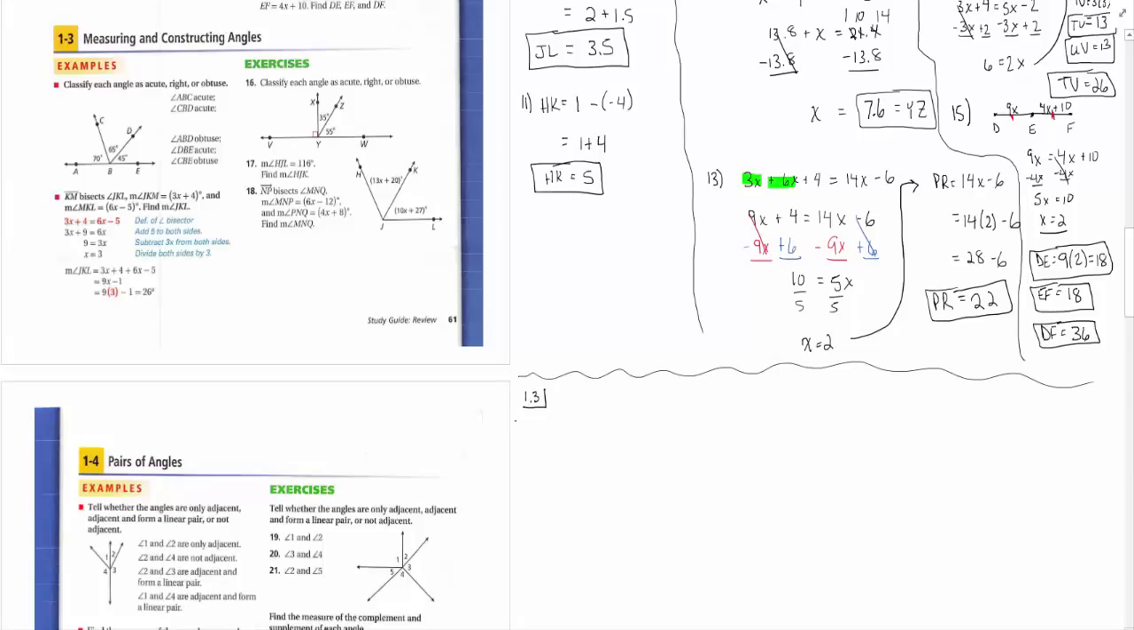Here we go. Number 16. All right, 16 asks us to classify each angle as acute, right, or obtuse. So I'm going to start naming these angles. So I got angle VYX. I'm going to go from left to right here. Now VYX, if you look, has this 90-degree angle. So that's going to be what we consider to be a right angle. Right means 90 degrees. So I'm going to say this is a right angle.